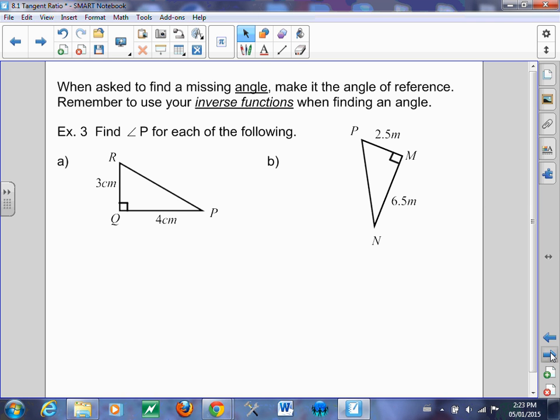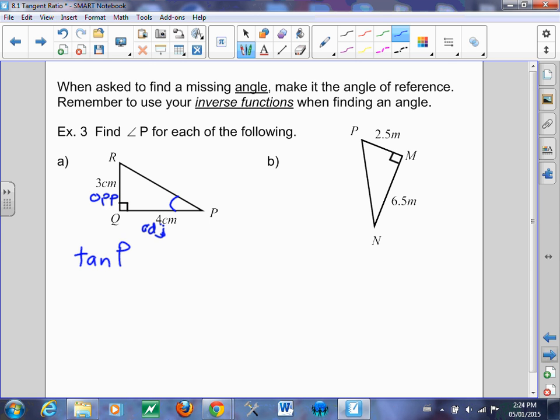So for example, in question A, it says to find angle P. That becomes my angle of reference, folks. So where do I have information? On my opposite and my adjacent. That still tells me I'm doing tangent. So in this case, what we fill in is tan of P, because we haven't figured that out, equals the opposite side, which is 3 over 4.